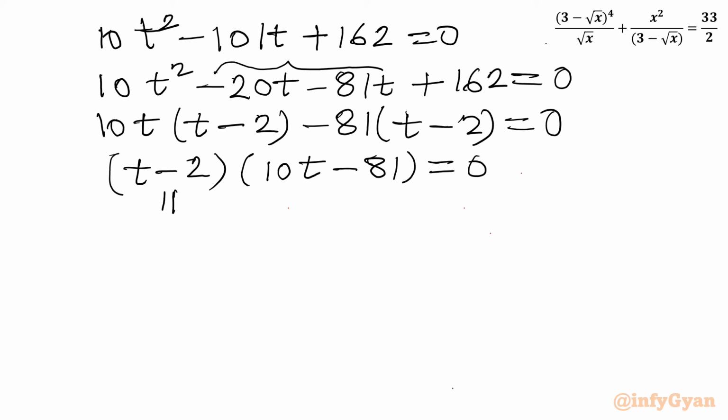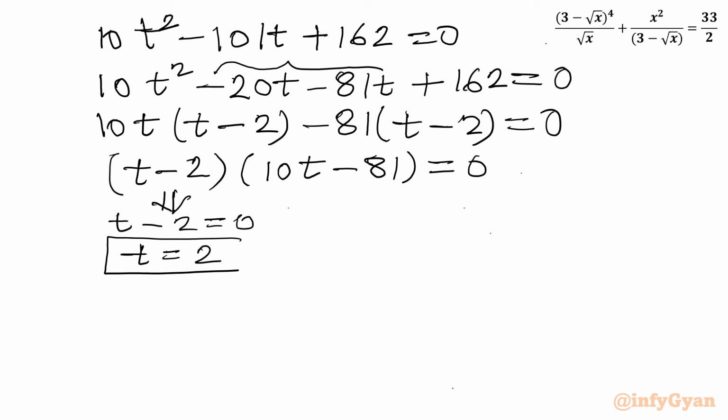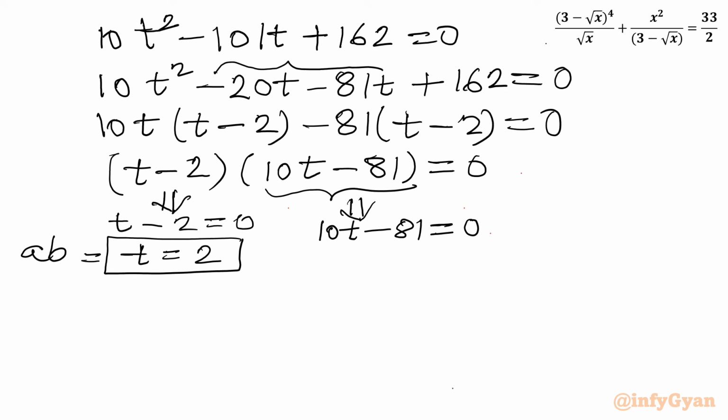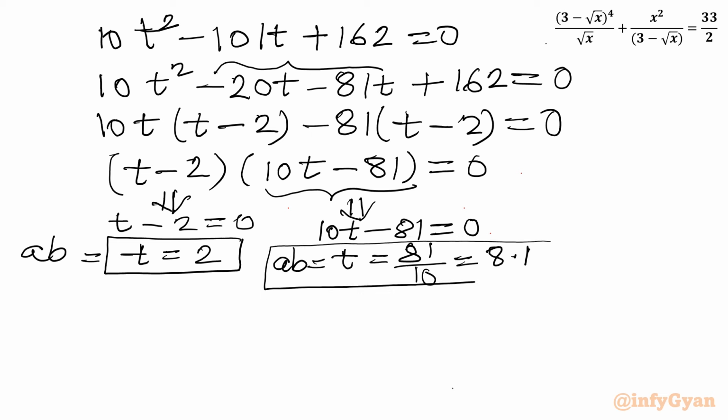Conclusion is t minus 2 will be 0. From here we can write t equal to 2. t was our substitution for AB. So let me write here AB equal to 2. And from this bracket, 10t minus 81 equal to 0, or t is equal to 81 by 10. I can consider 8.1 also. Now this is again the value of AB. So two values of AB are there.